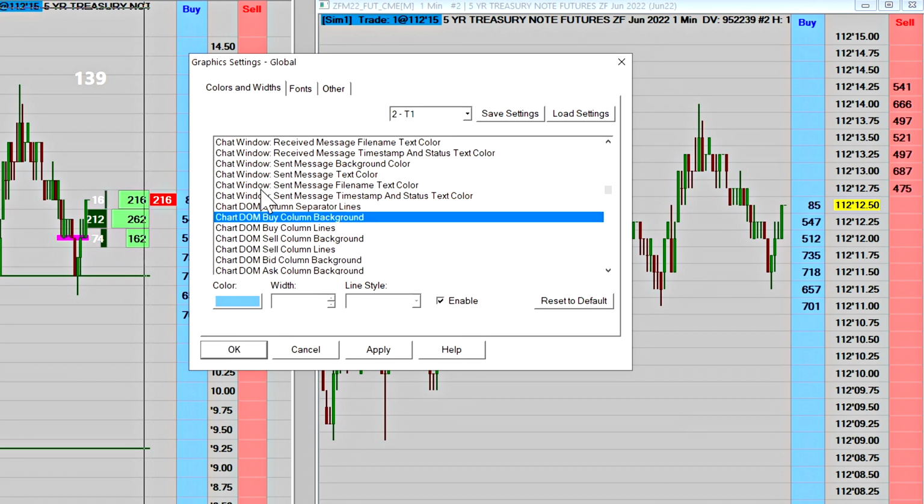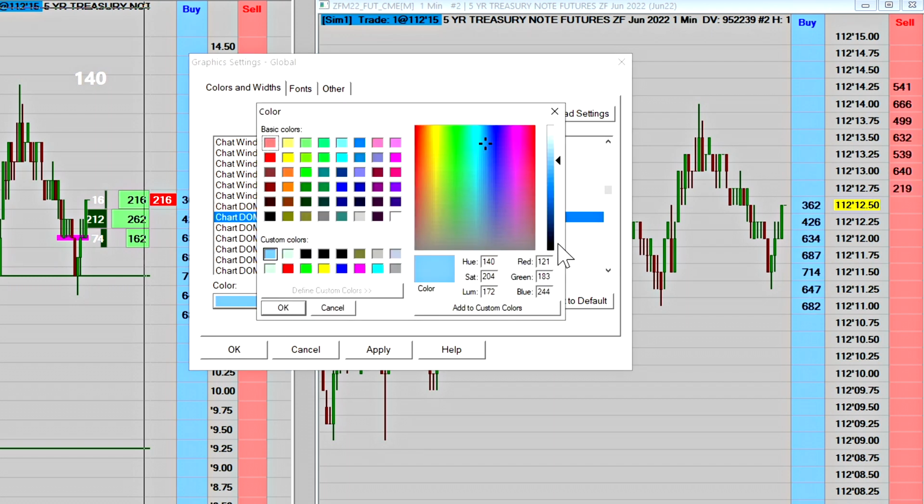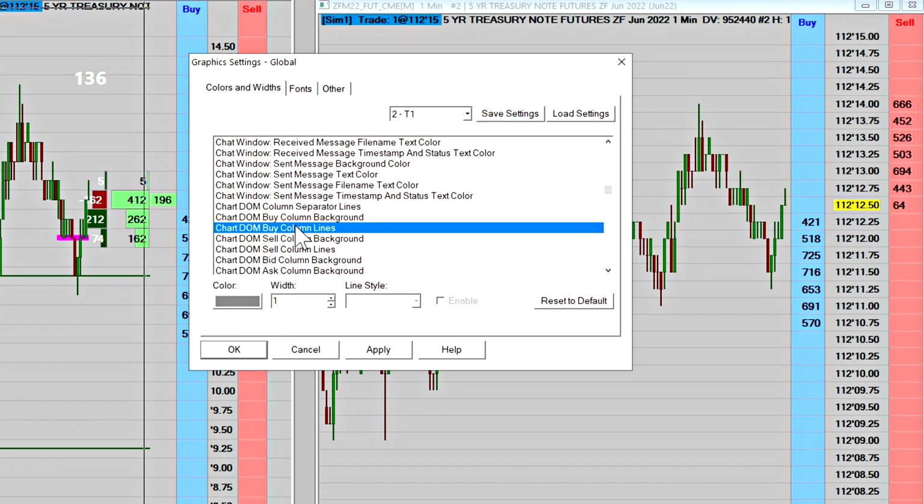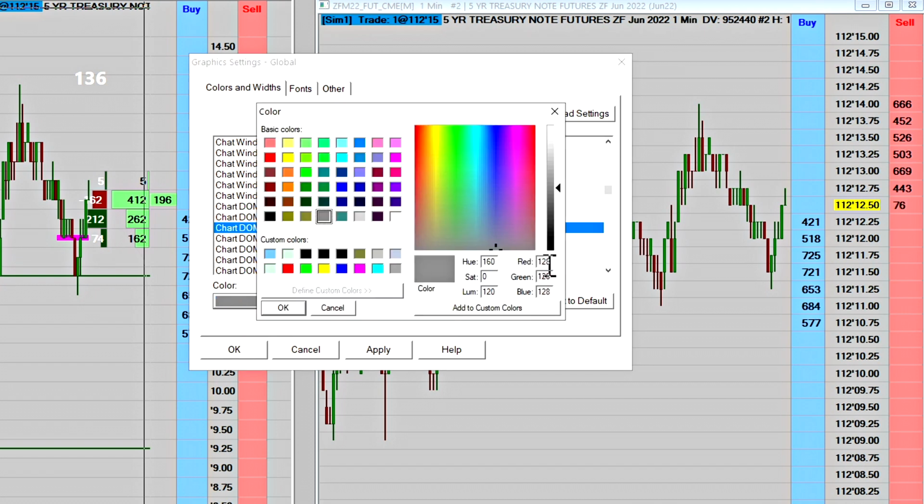Okay, now we have the colors for the buy column and the sell column. This is the color we use for the buy column. You can copy it exactly if you want. RGB is 121, 183, 244. And that is just a color that we found was fine. The buy column lines are set to a slightly darker gray, in this case 128 on all three. And what those are, it's the lines that are around the buy and sell columns.